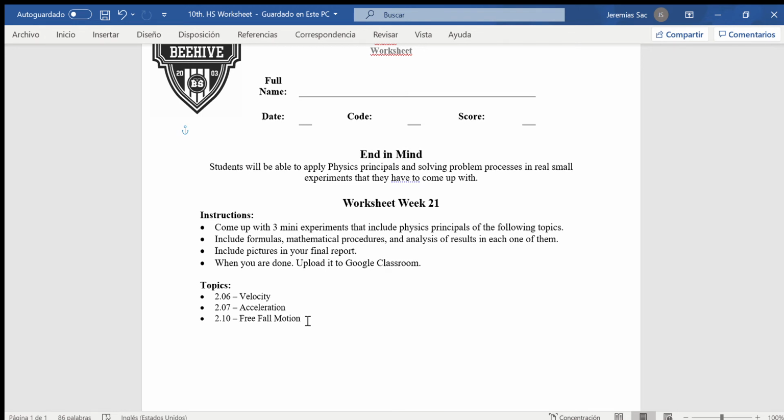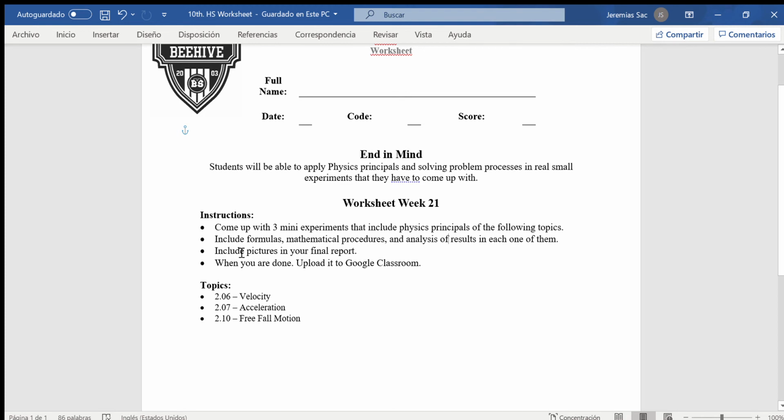Let's continue. Number 2, include formulas, mathematical procedures, and analysis of results in each one of them. This is extremely important. So in each one of your experiments, you need to include these 3 things: formulas, mathematical procedures, and of course, analysis of results. Take it into account since that is going to be part of the things I'm going to be evaluating today.